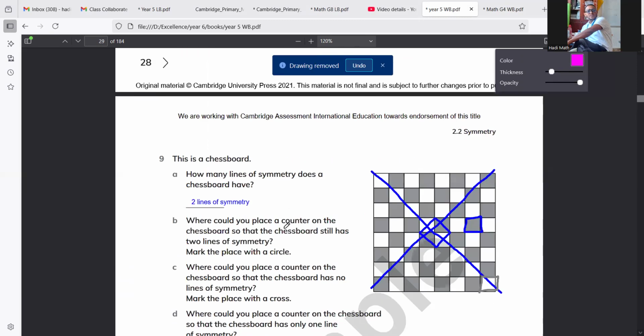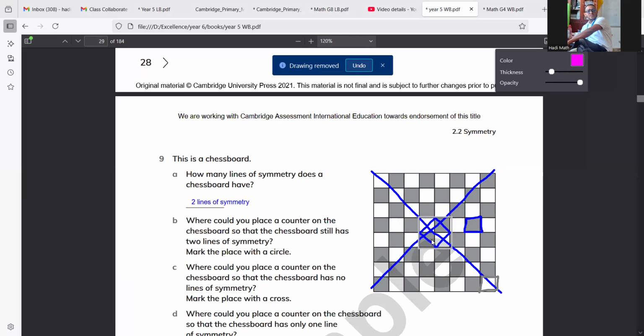Let's go to the next question. They ask how many lines of symmetry does a chessboard have? You try in different ways. The first one, you try the vertical line. You'll find this last square here is shaded, and this one is not shaded. This is quite enough to tell you this is not a line of symmetry, because this shaded square would be folded over this unshaded one. Immediately this is not a line of symmetry, because any shaded square should fold over a shaded one.